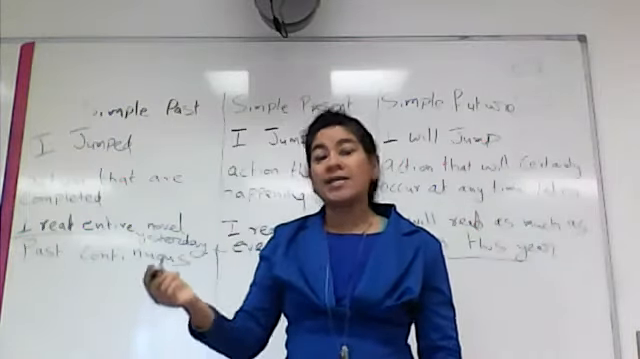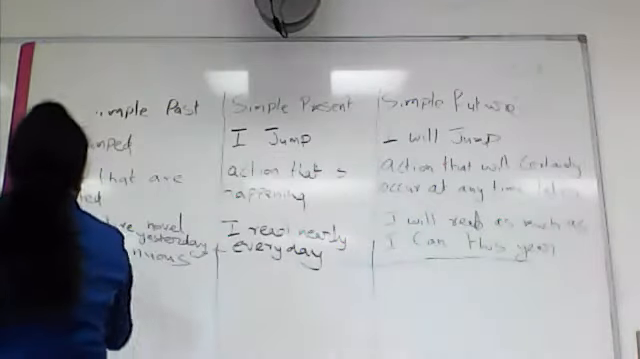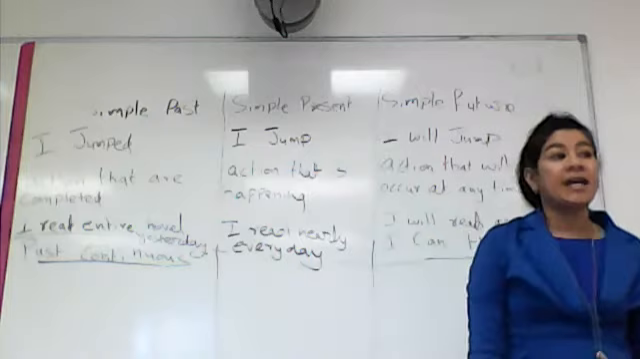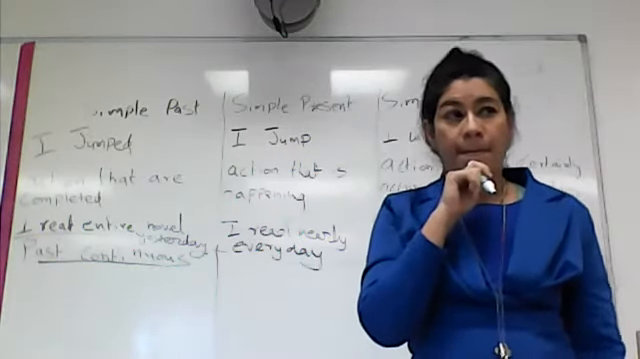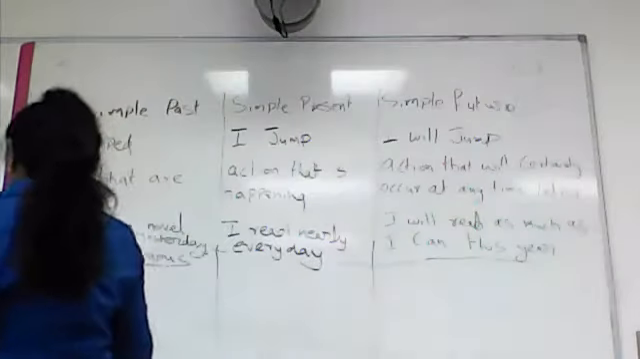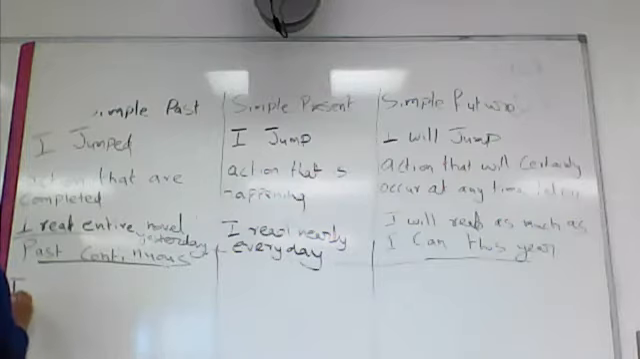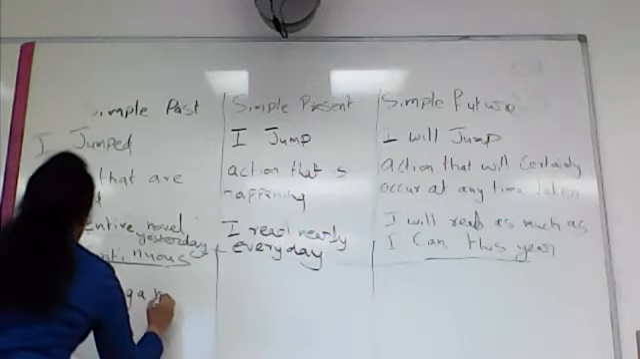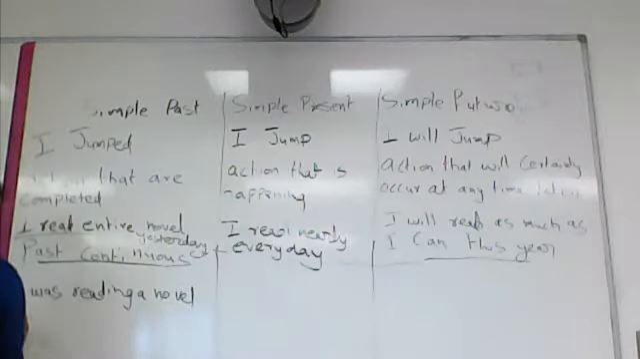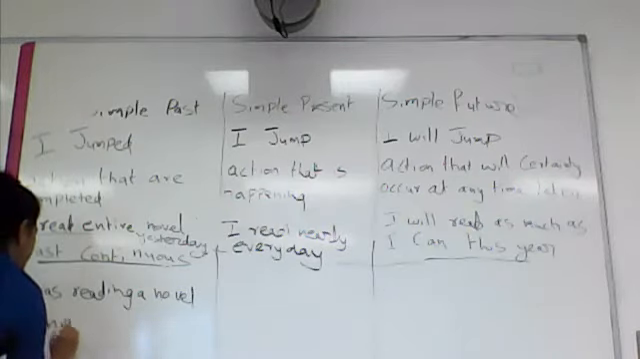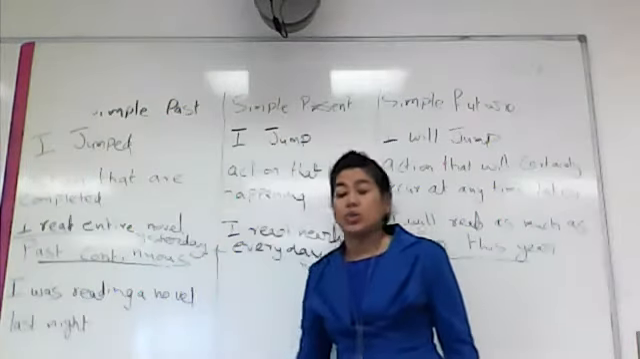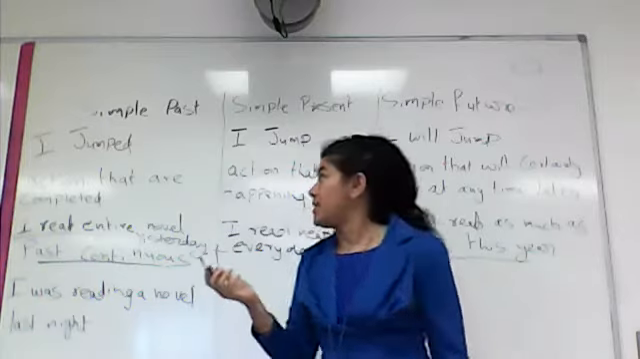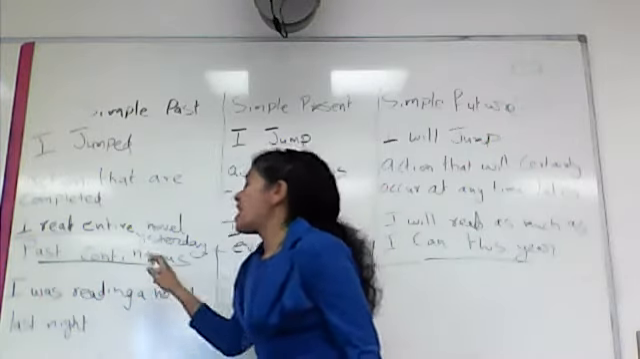So now let's go ahead and do something new, that is past continuous. This is past continuous. So give me a sentence for past continuous. Yes, that is, I was reading a novel last night. Past continuous. The example is, I was reading a novel last night. That is past continuous.